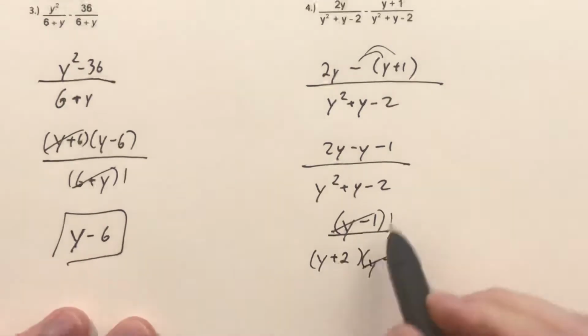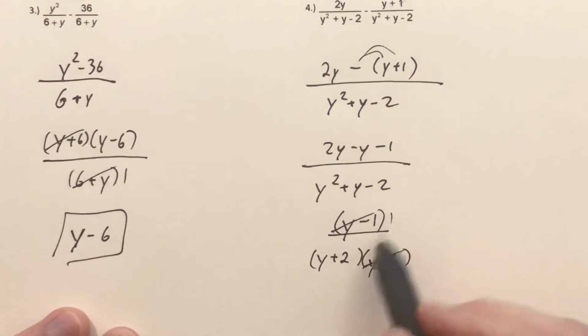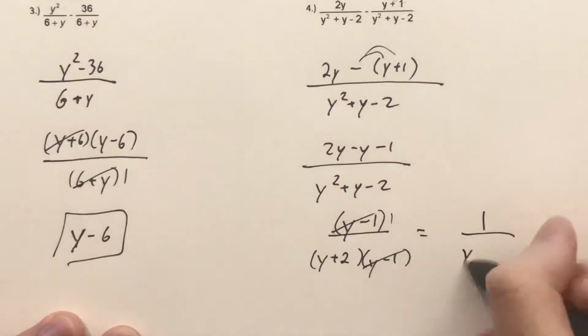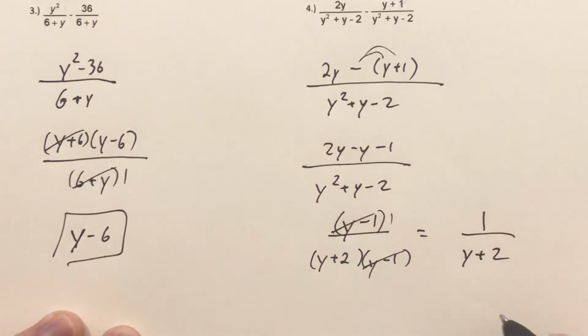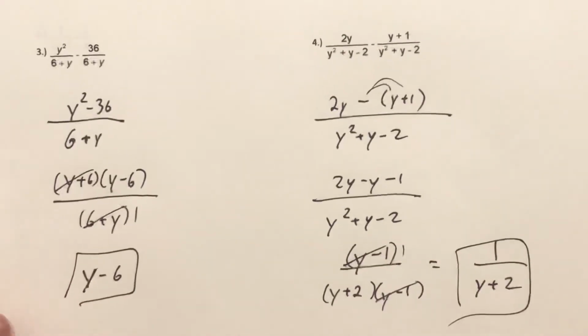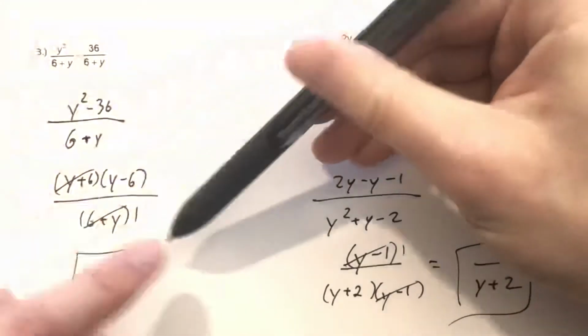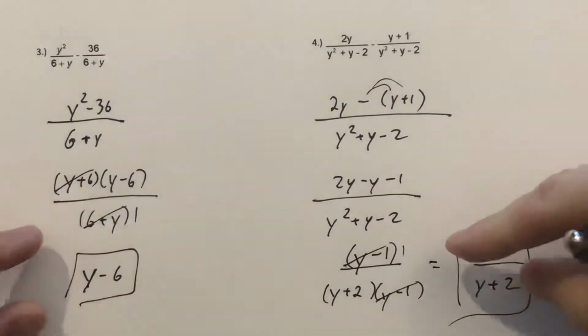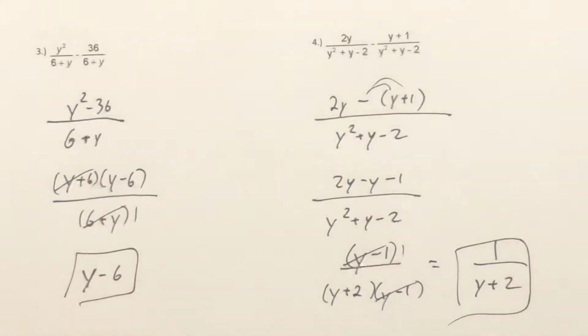Now notice here it's important, the 1 that's left over is on top. The y plus 2 is in the denominator, so our final answer would be 1 over y plus 2. Very different from the previous example where the 1 was in the denominator, so all you did was write the numerator. Very important to point out the difference in those two examples there.